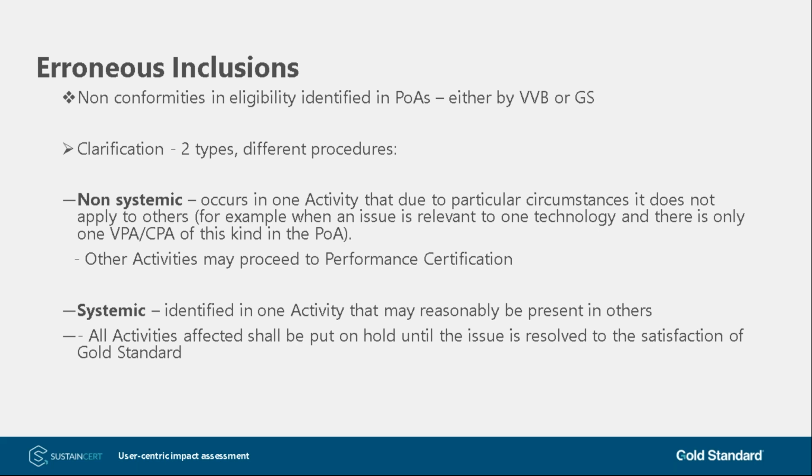And systemic is one that is identified in one activity that may reasonably be present in others, and so all activities that are affected are put on hold until the issue is resolved. An example there would be cook stoves, let's say, and there was an issue present in a cook stove VPA, and the VPAs were group monitored together. If an issue is spotted in one and there was a group verification, then it follows that the other 4 VPAs are probably likely to have that same issue present, and so therefore they would need to be put on hold.